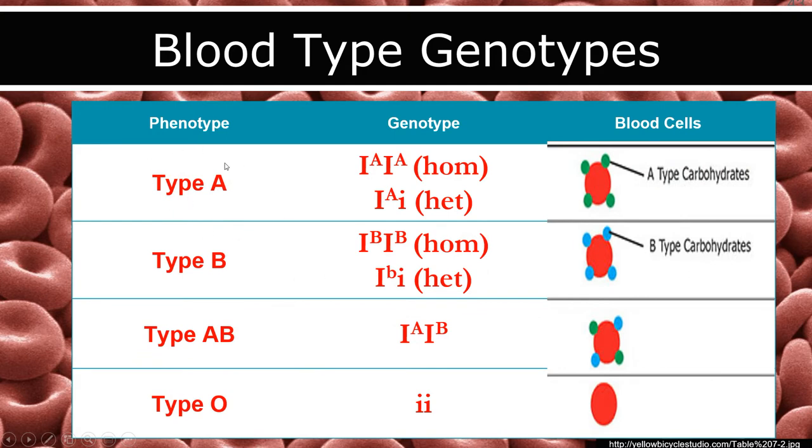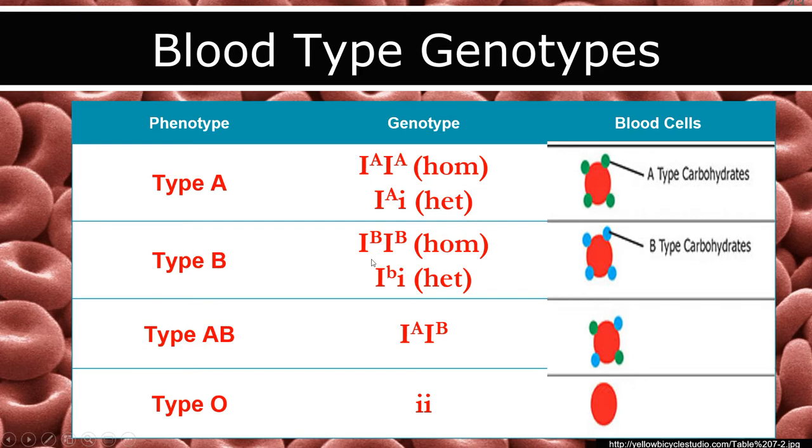For type A, there are two genotypes that can produce a type A phenotype. One of them is homozygous, where you're homozygous for I^A I^A, and you'll have those type A glycoproteins. Or you only have one copy, and you're heterozygous for it. If somebody says you're heterozygous for type A, it means you have one uppercase I with a superscript A and one lowercase i. So this is a heterozygote. Phenotypically, they look the same. In both cases, the cell has those type A antigens on its surface.